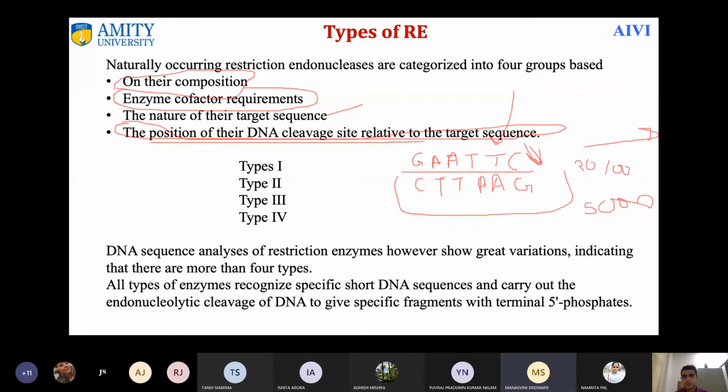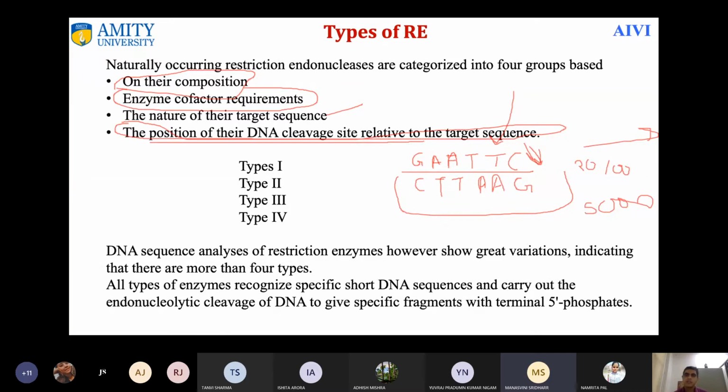Sir, I'm just guessing. I don't know if it's the right answer, but maybe they're leaving enough space. I mean, if they cut too close, then what if by mistake some of the base pairs also get cut?